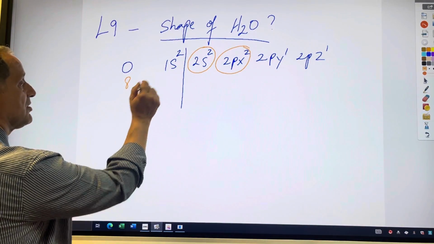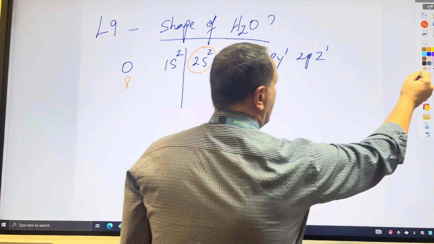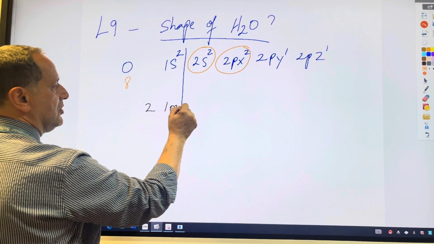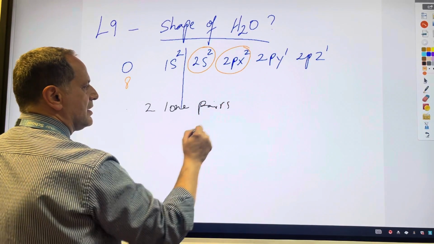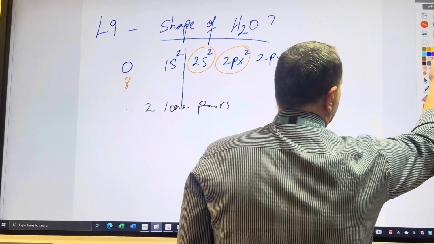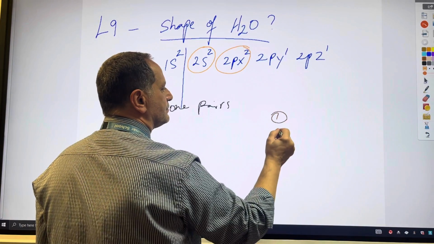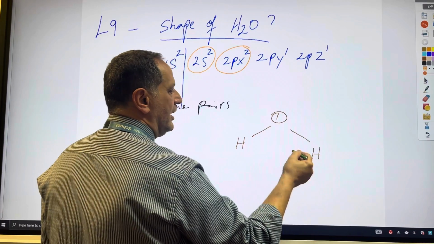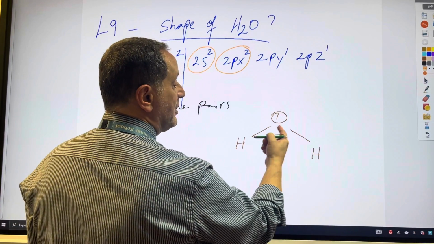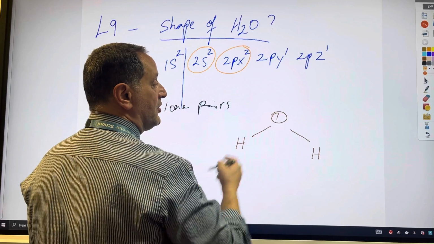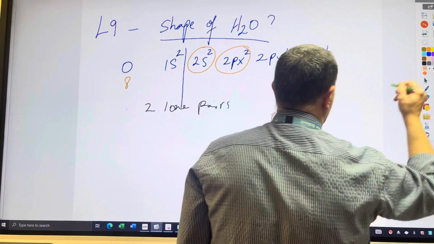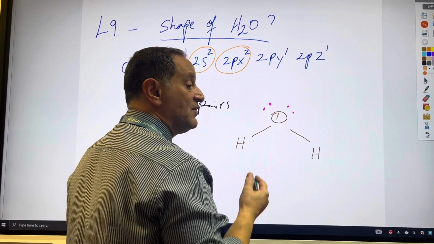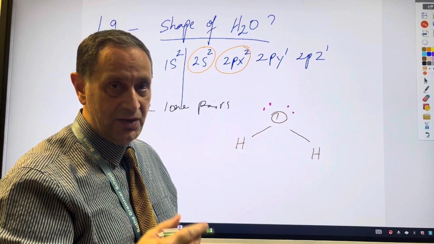So do you remember what we said? After electronic configuration, we established that there are 2 lone pairs. And now let's start constructing our good friend water with, say, hydrogen over there. Again, these are bonding pairs, as we discussed before, but our good friend oxygen has 2 lone pairs, one there and one there.